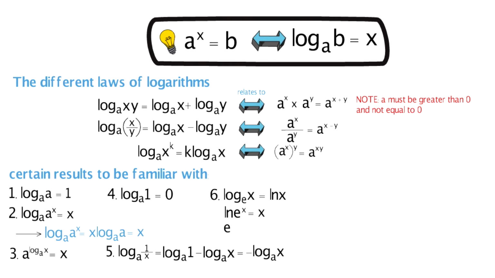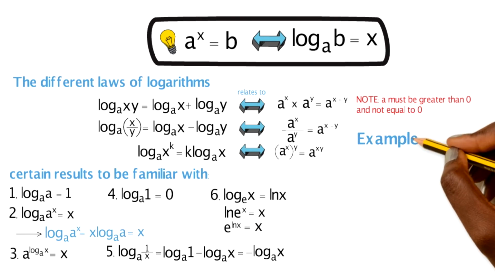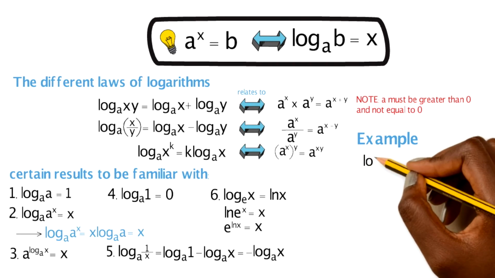This relates to example 2 I just explained in the results. And if you have e to the power of ln x, that's equal to x, which relates to result 3 that I was talking about previously.